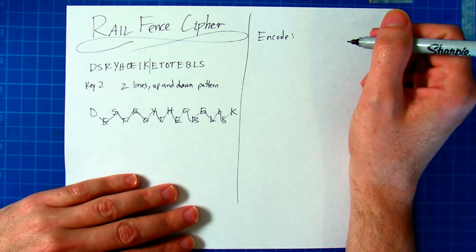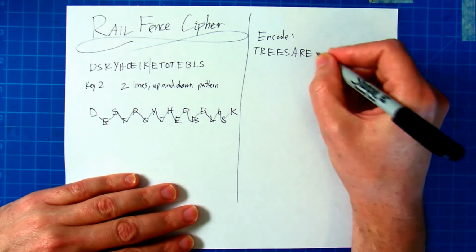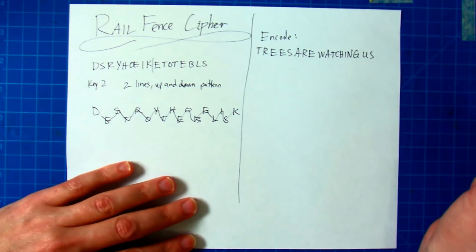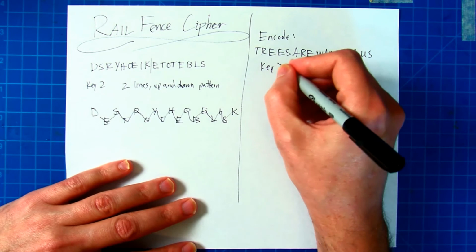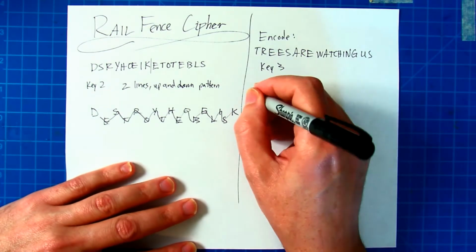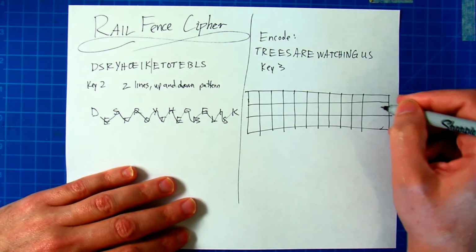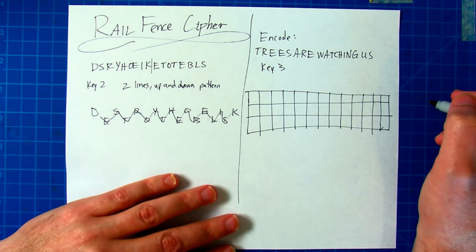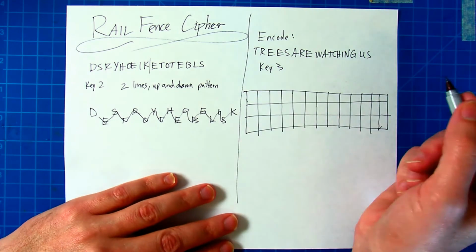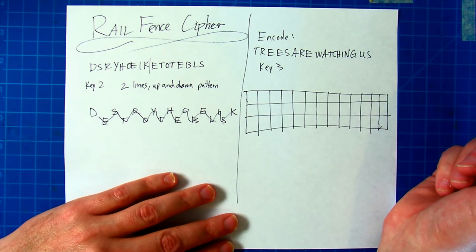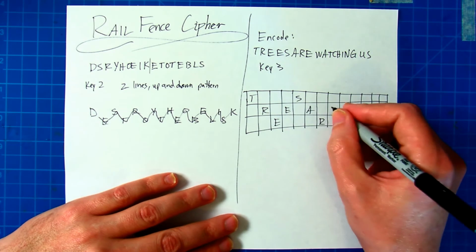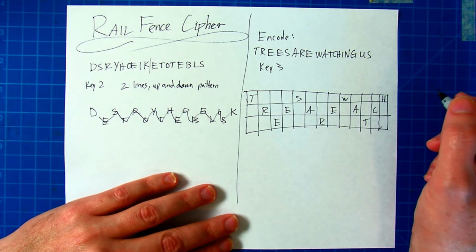Similarly, if you want to encode a message, you just write it in the zigzag pattern first and then read it off. So suppose you want to encode this secret message, trees are watching us, but you want to encode this with a key of 3. So what you do is first, it might help just to draw the pattern. And I drew a grid just because it's easier to encode this if you start with a grid, although I'm not sure I made the grid big enough. Let's find out. I did not make the grid big enough.